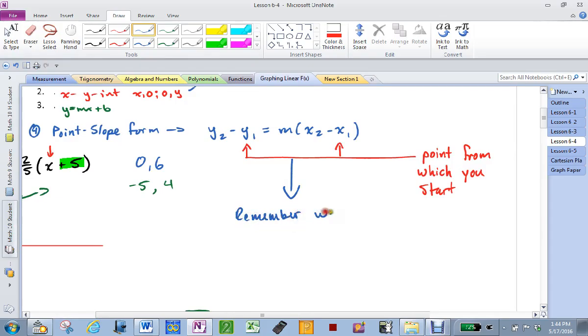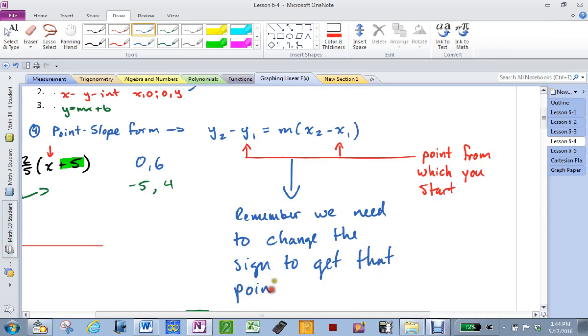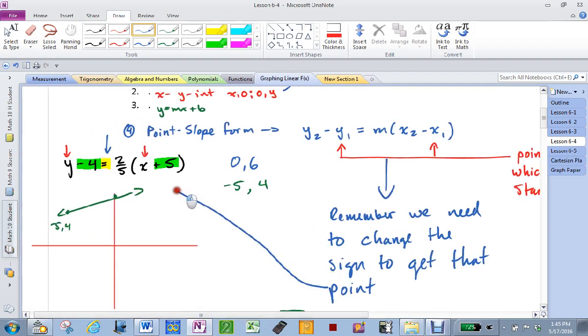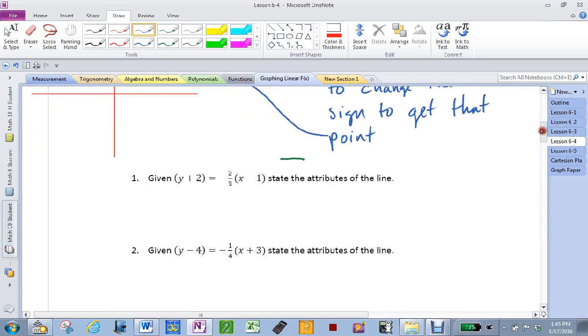So let's recap what we just learned and proved. These points are the point from which you start, yes? Except, what do we have to remember? To do what? To this sign. Right, we need to change the sign to get that point, because we need to make this equality happen. Does everybody understand? Once I can make 0 equal 0, then I know I have a point on the line. And once I have a point on the line, every other point is 2, 5, 2, 5, 2, 5. Everybody cool?